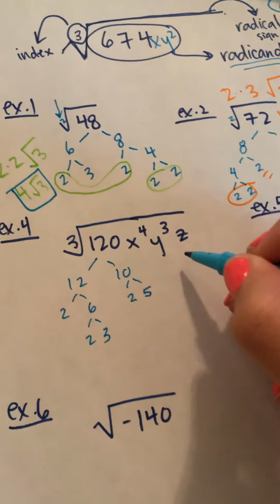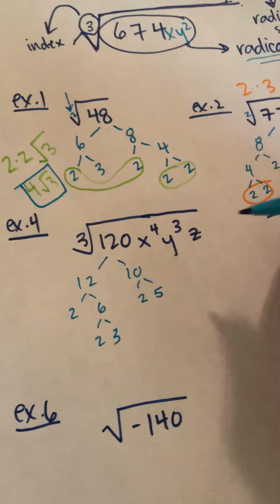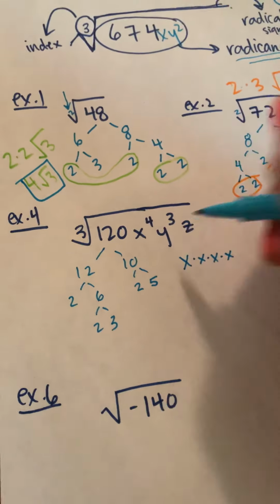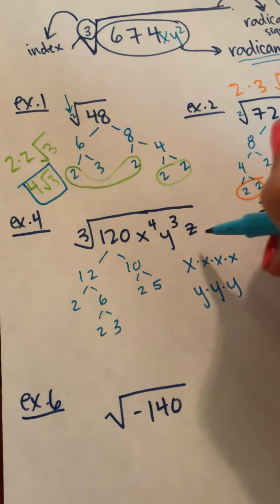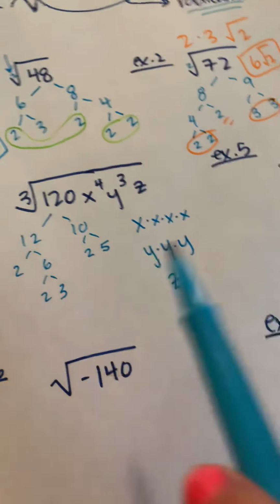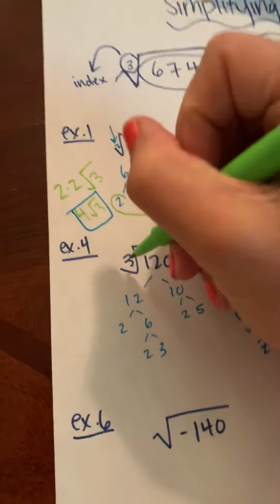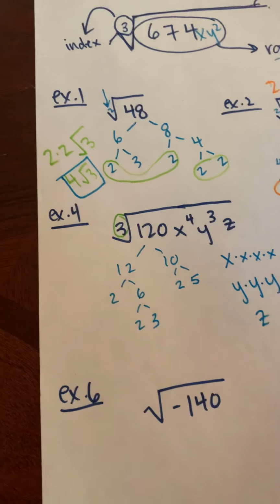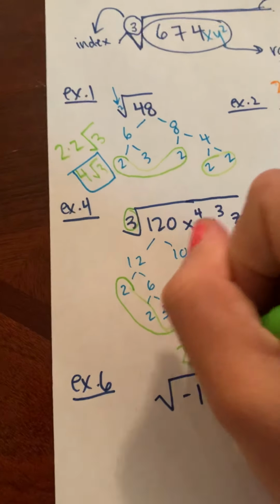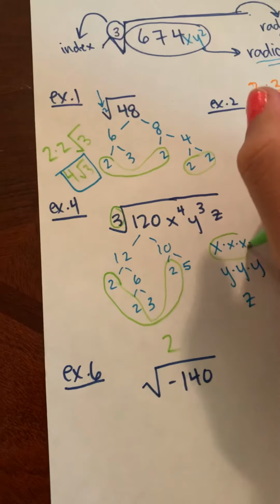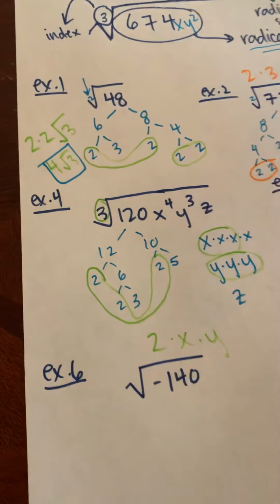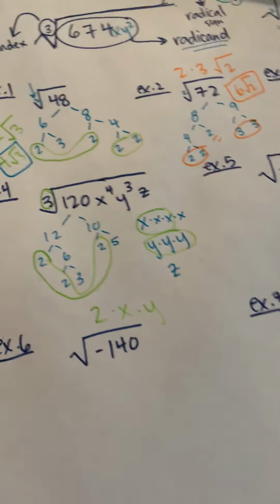And then when I have the letters, I actually just write out the letters so I can see clearly what the groups are. So x to the 4th, that's 4 x's. Y to the 3rd, that's 3 y's. And then z's just chilling. So now everything's broken down the most that it can. Now I need 3 of something to be able to pull 1 out. So I have 3 2's, so I can pull out a 2. I have 3 x's, so I can pull out an x. And I have 3 y's, so I can pull out a y. So when in doubt, write it out.